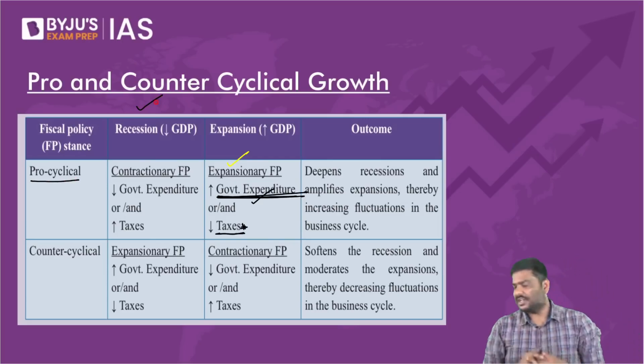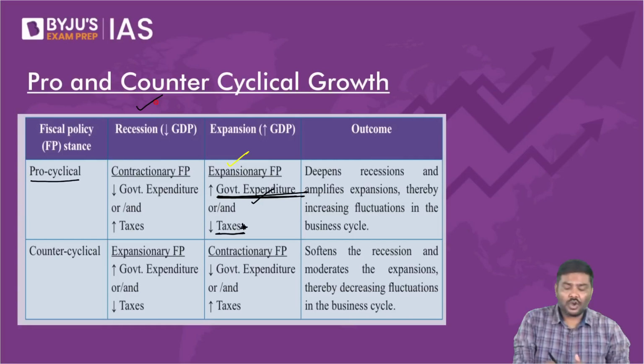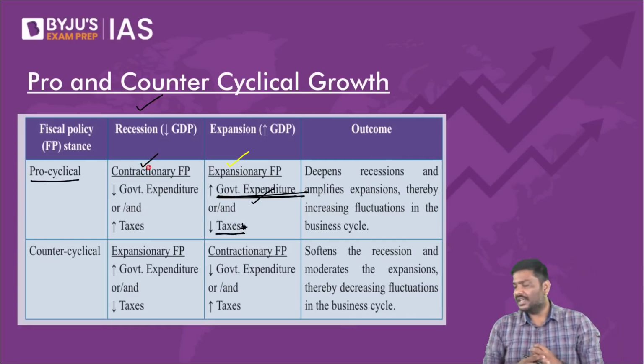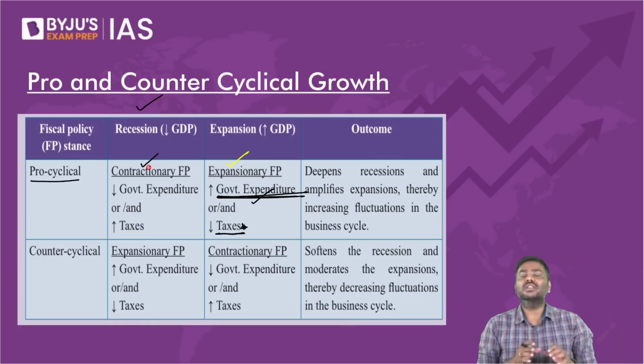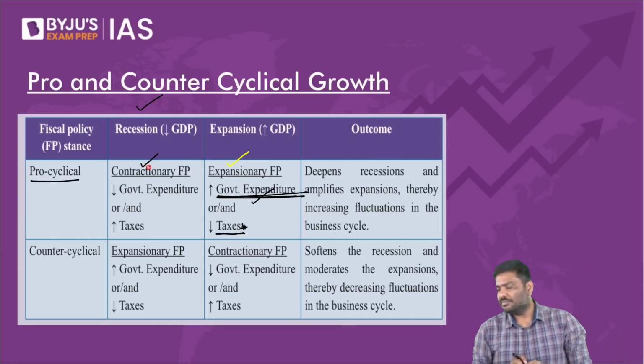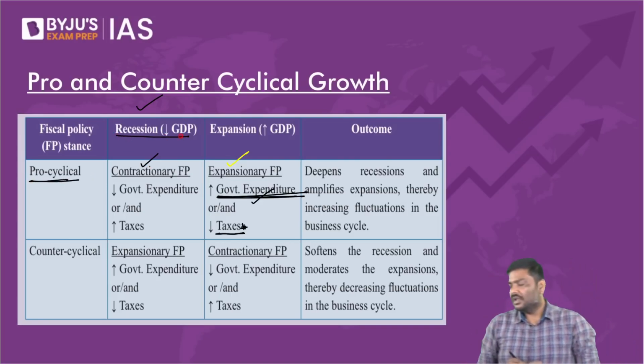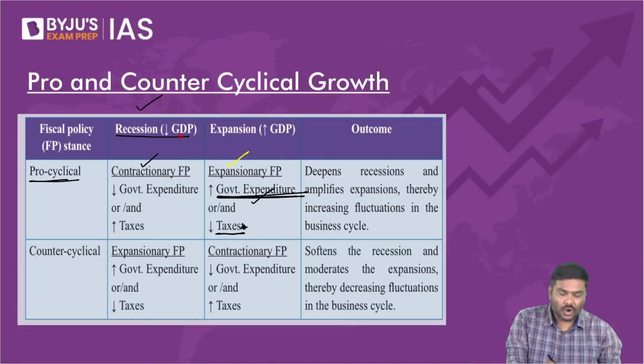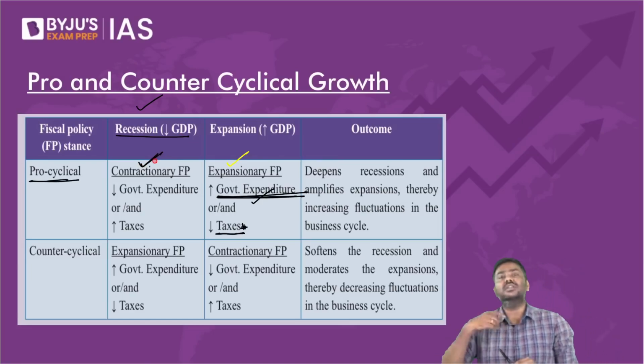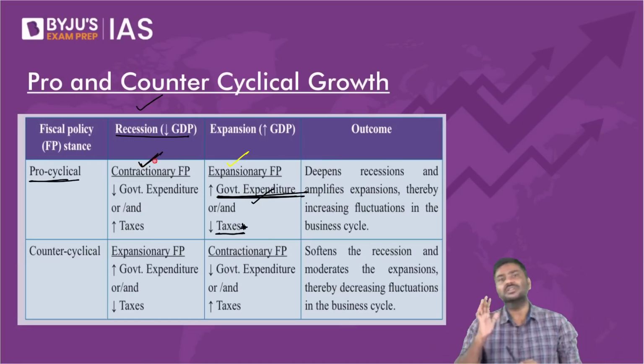Imagine there is a recession. If the government follows a contractionary fiscal policy, we will call this a pro-cyclical policy. Any problem? Let's imagine there is a recession in the economy. If the government follows a contractionary fiscal policy, we'll call this a pro-cyclical policy.